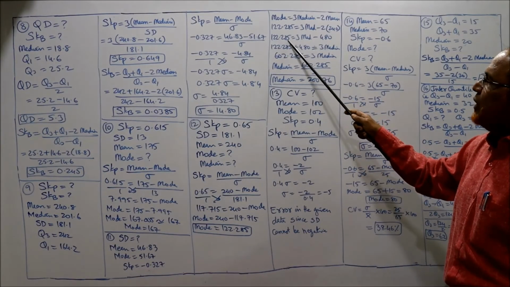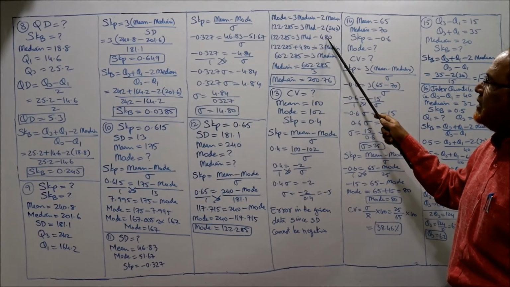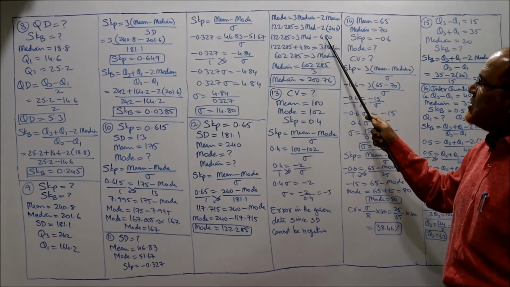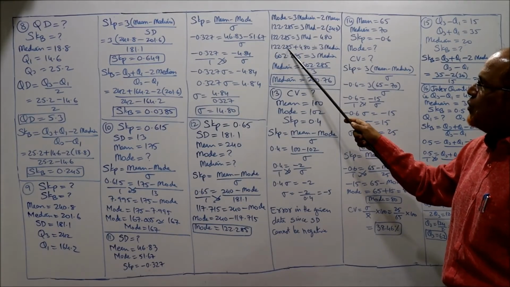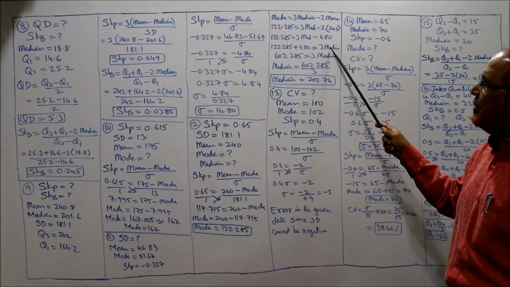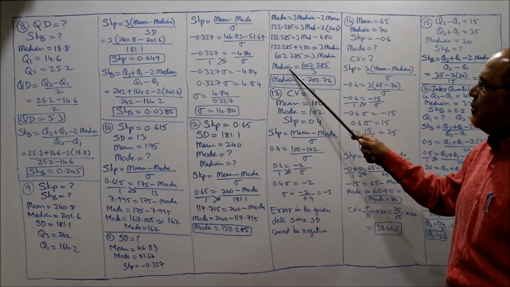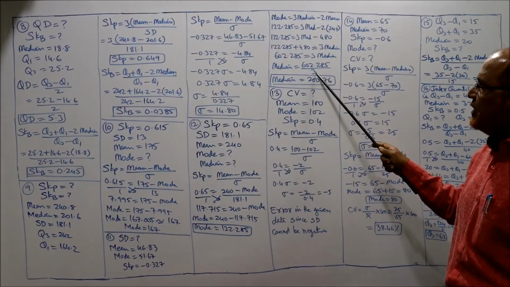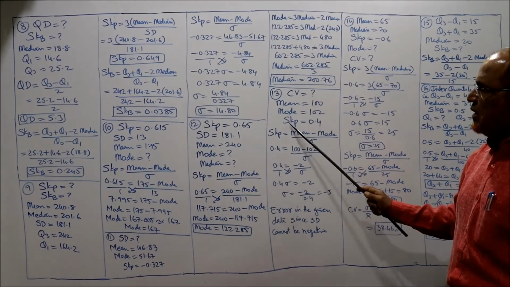So 122.285 is equal to 3 median minus 2 into 240, which is 480. Right? Bring this 480 to LHS. So minus 480 will become plus 480. 122.285 plus 480 is equal to 3 median. ये दोनों को ऐड करो, 602.285 is equal to 3 median. Median is equal to 602.285 divided by 3. Median is 200.76.